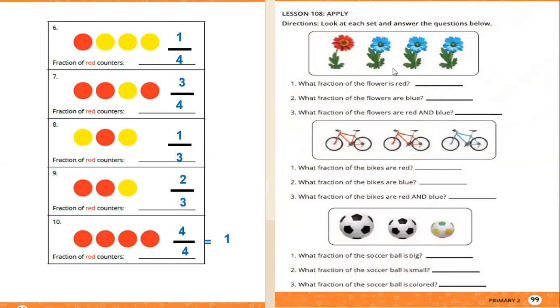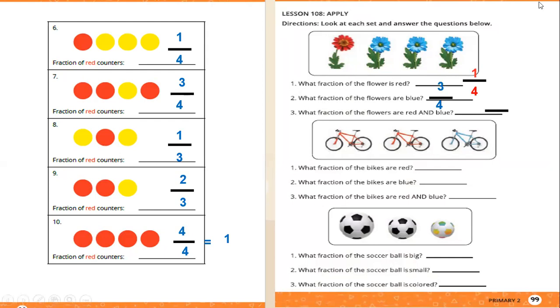Now we have a set of flowers, red and blue. What fraction of the flowers is red? How many flowers red? 1 over 4. Bravo, excellent, Anas. We have only 1 red out of 4. What fraction is blue? How many blue flowers here? 1, 2, 3, bravo. So it's 3 over 4 or 3/4.